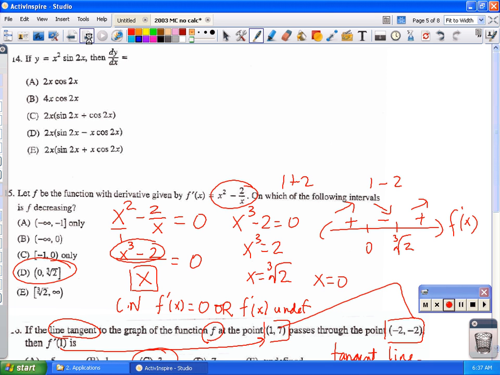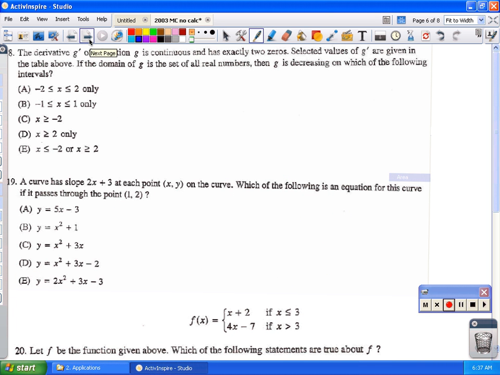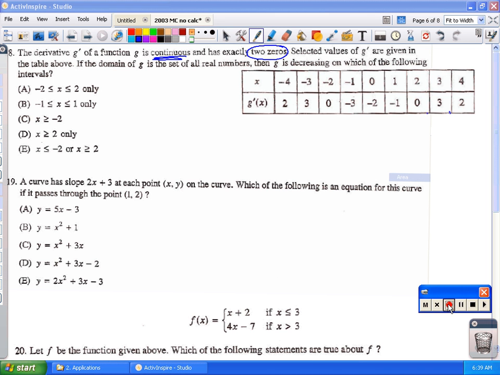All right, number 18, the derivative g prime of a function g is continuous, very important. Has exactly 2 zeros, so it crosses the x-axis twice. Selected values of g prime are given in the table above. Hang on a second, I'm going to move that table to this page right here. Okay, so now that I have the table on this page, we can answer the question.